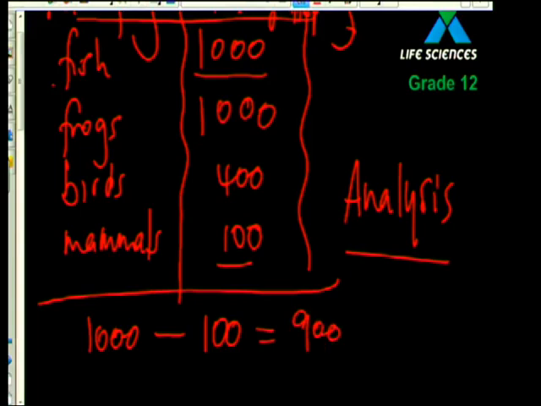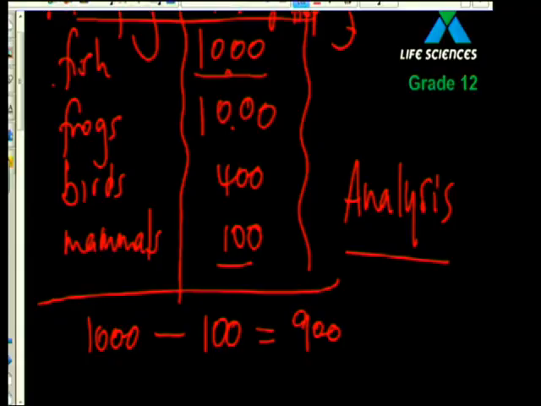Or they can make it a little bit more difficult. What is the difference between the organism that produces the second highest and the one that produces the least? Second highest is a bit of a tough one, because 1,000 is the highest. So the second highest would be that one, 400. So you had to choose which one to use.